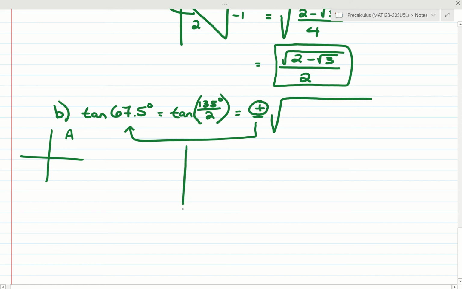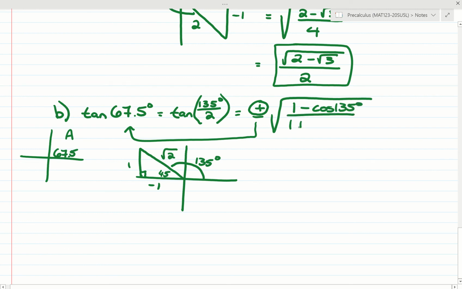And now let's draw 135. 135 puts us in the second quadrant with a reference angle of 45. So we have 1, 1, and root 2. Anytime you go left or down, it's negative. So let's do this. Our formula says we're going to be doing 1 minus the cosine of 135 over 1 plus the cosine of 135.